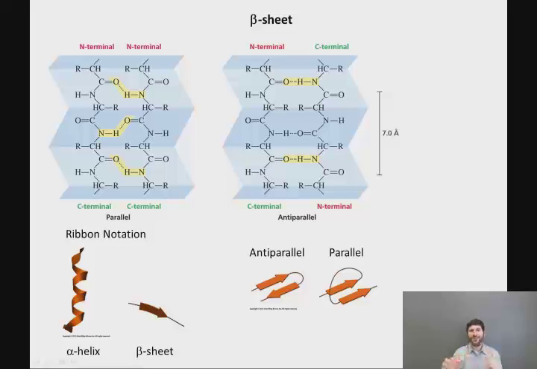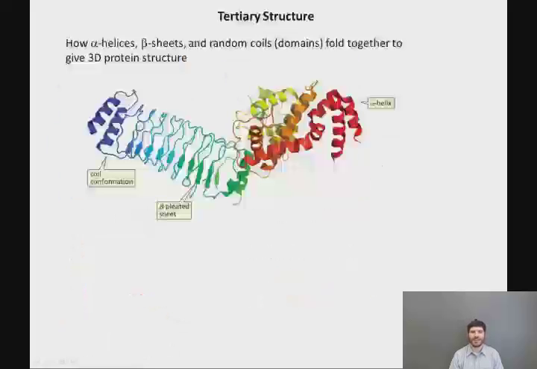So anti-parallel beta sheets need a shorter piece of random coil between the C terminus of one portion of the sheet and the N terminus of the next portion of the sheet. For parallel beta sheets, we need a longer piece of random coil in order to get the N termini to line up next to each other, as is depicted on the screen. Okay, then finally, we get to tertiary structure, which is how alpha helices, beta sheets, and random coils, each of which we call domains, fold together to give the overall three-dimensional protein structure.